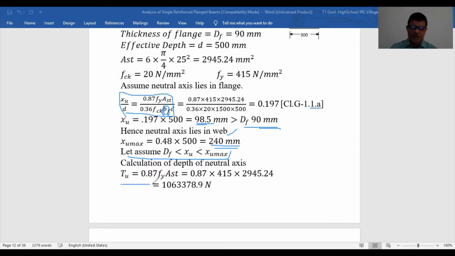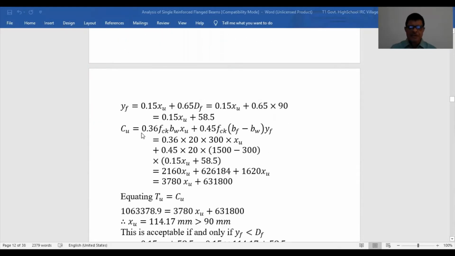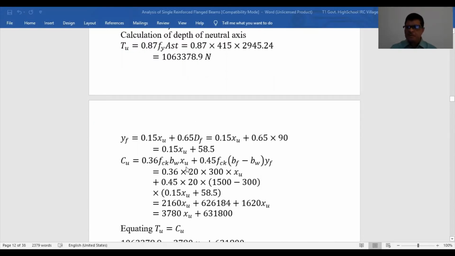The neutral axis can be calculated depending on the principle that we have already seen for the single reinforced section as well as for the double reinforced section. The total force in compression is equal to the total force in tension. Total force in tension is equal to 0.87 Fy Ast, and we can find out the total force in compression in case of this flanged section, that is Cu is equal to 0.36 fck bw into xu, that is for rectangular, plus 0.446 is taken as 0.45, so 0.45 fck (bf minus bw) into yf.